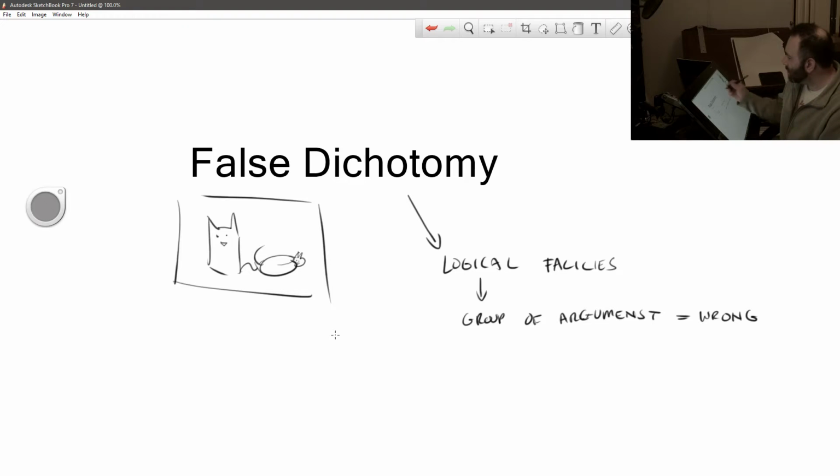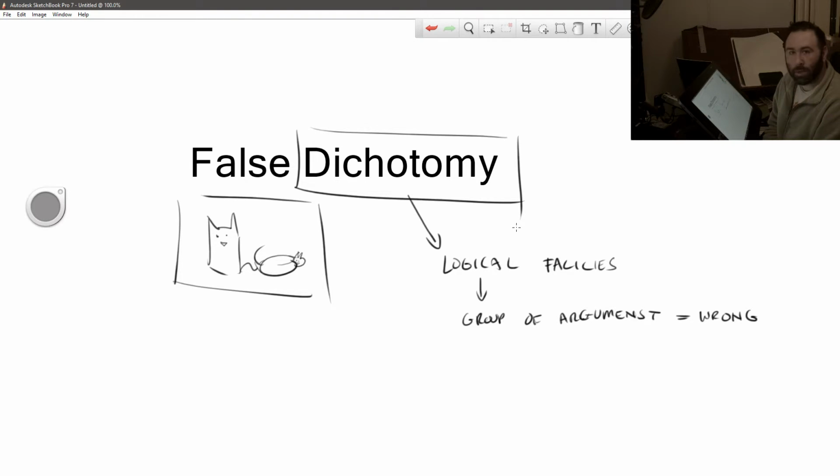So the idea is that a dichotomy is something that cannot be true at the same time. It's an either or, right? So if you're a programmer, you probably think of this as a Boolean.